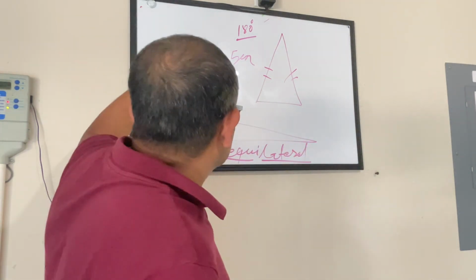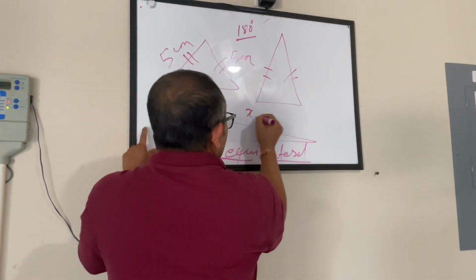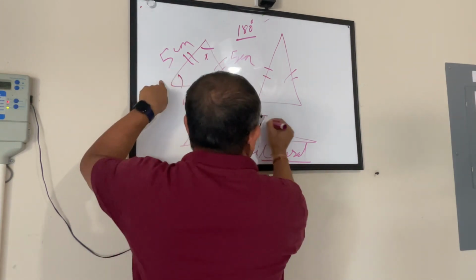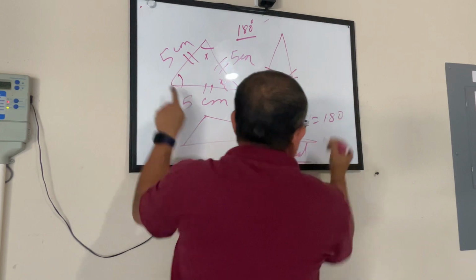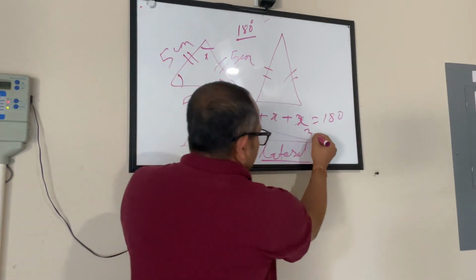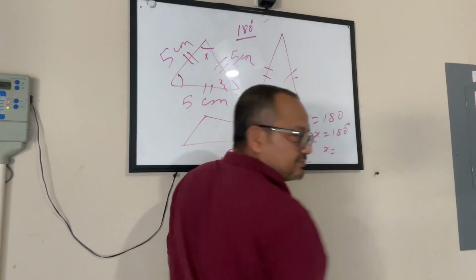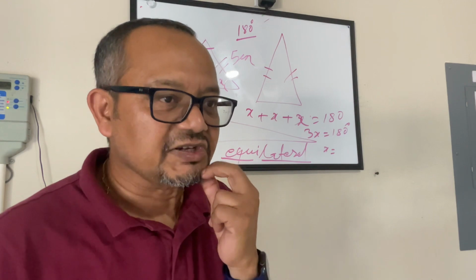And what we are saying is all the angles are also the same. Meaning if one angle is x, this is also x, this is also x. So x plus x plus x, 3 times x, is 180 degrees. What is the value of 1x? 3x is 180 degrees. What is the value of one angle? 180 by 3. That is 60 degrees.